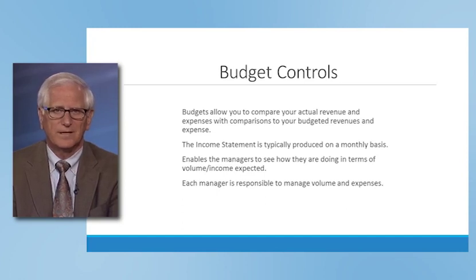Each department director will have a budget to monitor actual performance against budget amounts. Each revenue and expense line in the budget will have a budget amount to compare to actual. The department director is responsible to manage the volume and to bring in revenue, and manage expenses to keep costs in line with expectations.